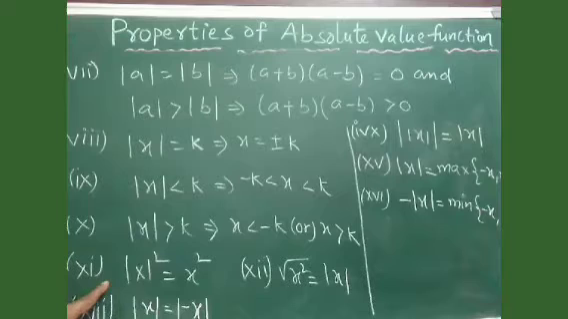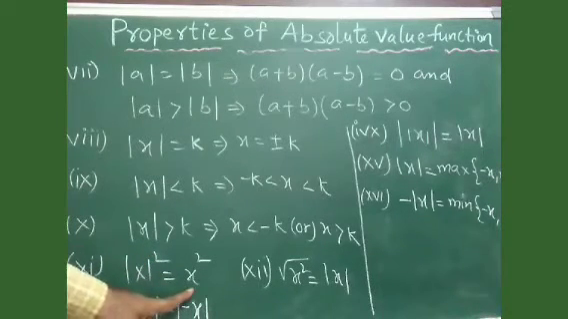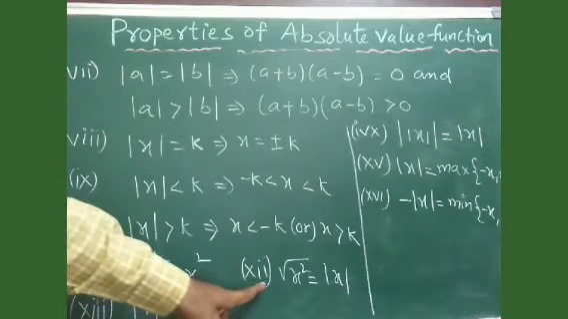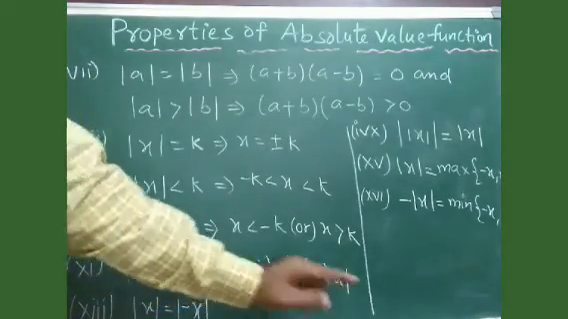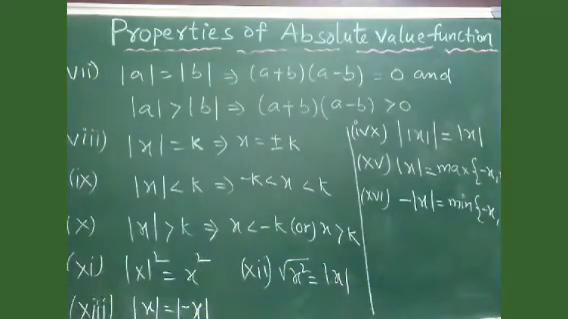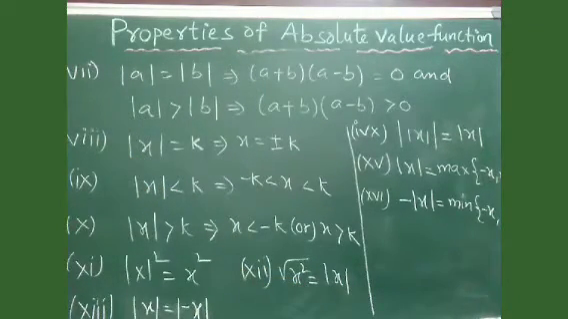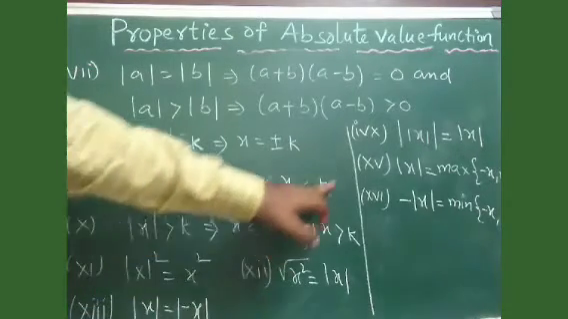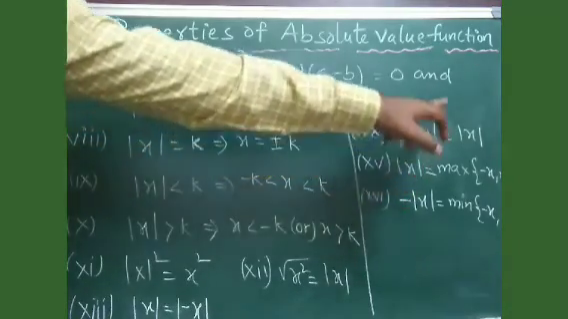So the 11th property, modulus of x entirely whole square, equals x square. And the 12th property, square root of x square is always actually plus or minus x, no? Square root of x square, that is why we can write it as plus or minus x, as mod x. And the 13th property, modulus of x equals modulus of minus x.